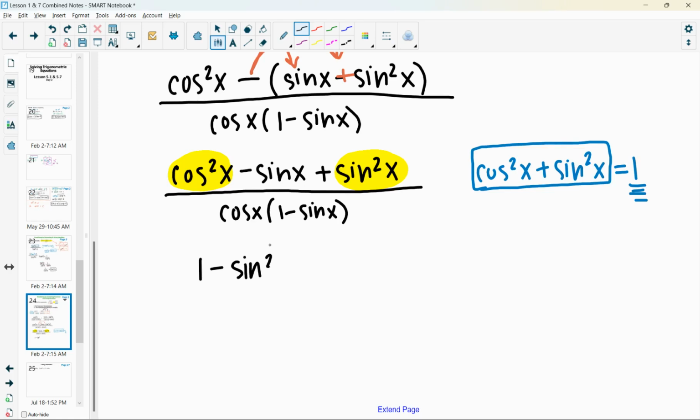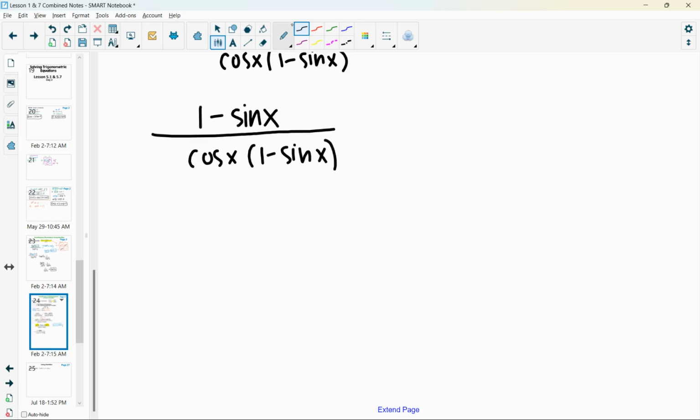So 1 minus just sine x, and then over cosine x times 1 minus sine x. And hopefully now you start to see why we left the denominator factored, because now our top, if we want to write it as a factor, it's really 1 times this factor, right? And we see that we have this factor of 1 minus sine x on the top and the bottom. So those are going to divide to 1. So we'll be left with 1 over cosine x, which is the reciprocal of secant.